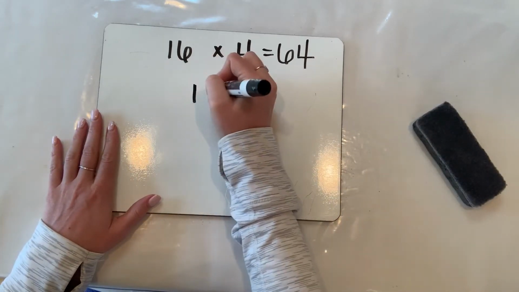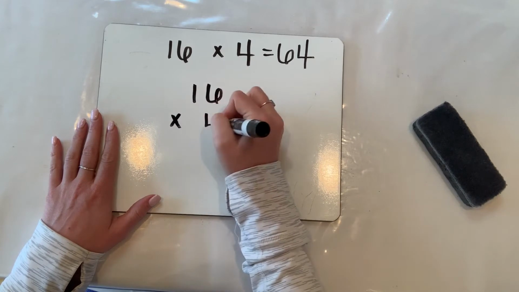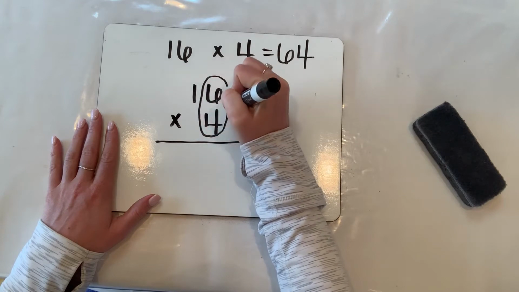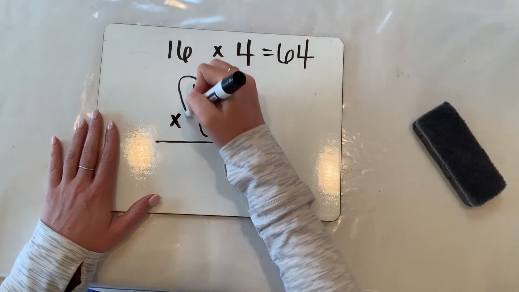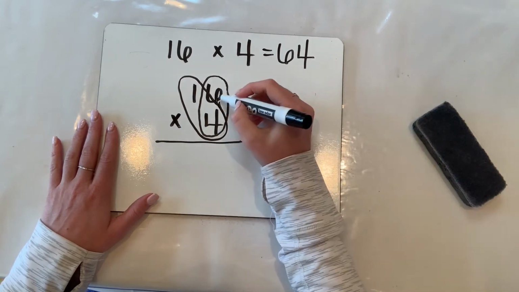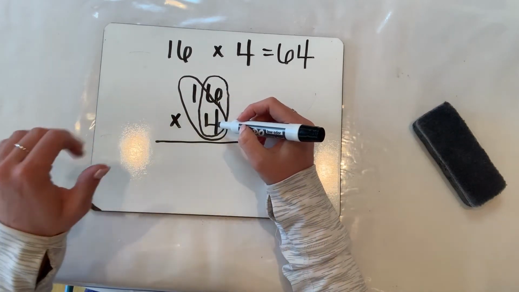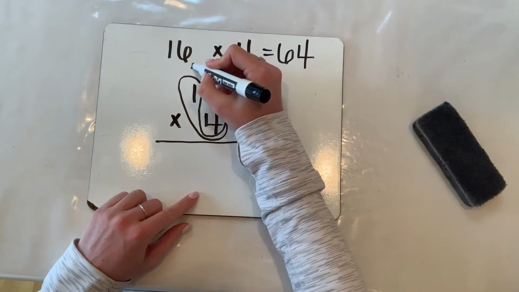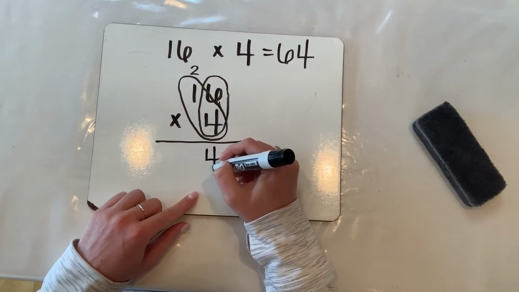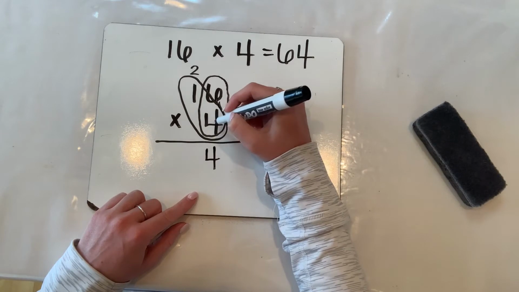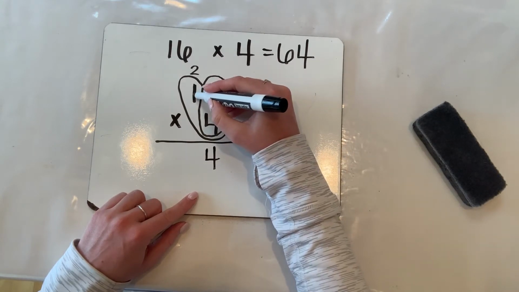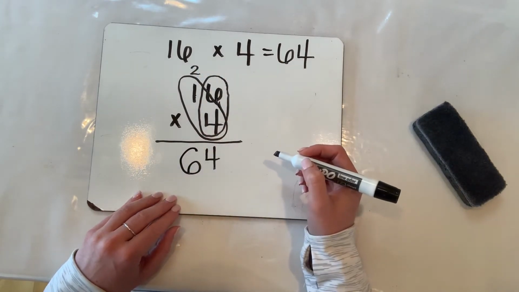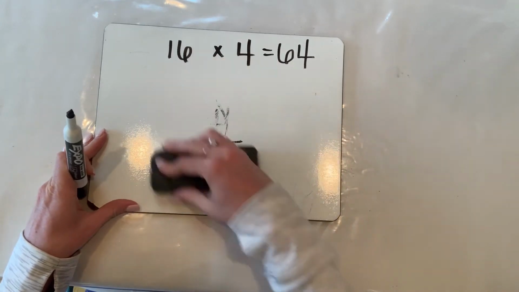So I would say 16 times 4. Okay? And remember, first we're going to multiply this. Then we're going to multiply this. Okay? So we'll say 6 times 4, that was 6, 12, 18, 24. So I'm going to put the 2 up here and the 4 down here. Then I'm going to multiply this. 4 times 1 is 4 plus 2. 4, 5, 6. I still got 64. Okay?